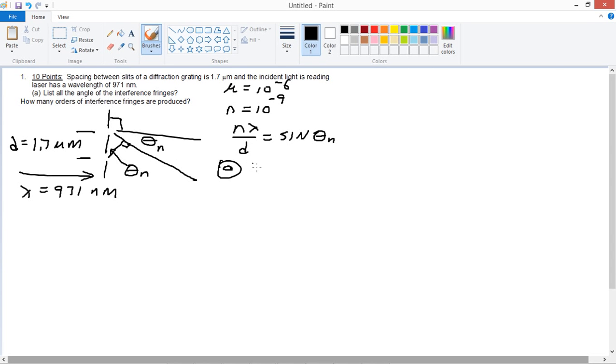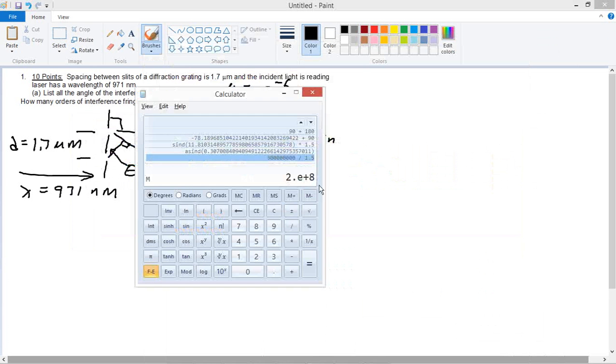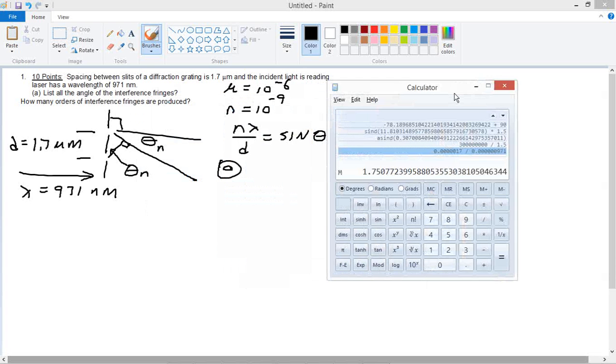You can just go to your calculator. 1.7 times 10 to the negative 6 divided by 971 times 10 to the negative 9th equals, I got 1.75, and that doesn't sound right. I got it upside down. Wavelength is 971, lambda is 971, d is 1.7. So the first fringe is at 34.8 degrees.